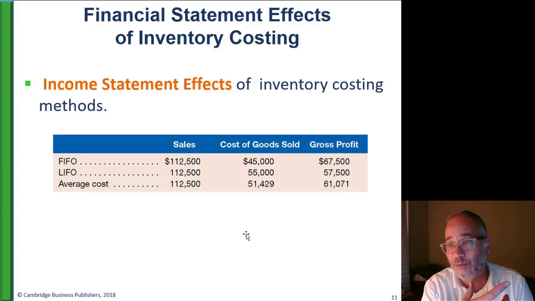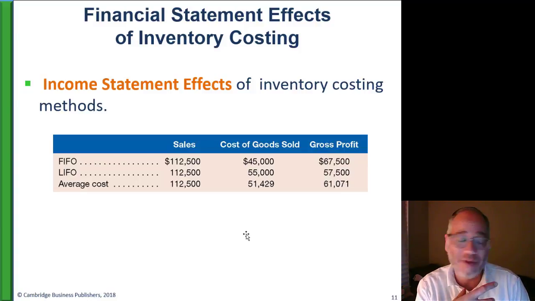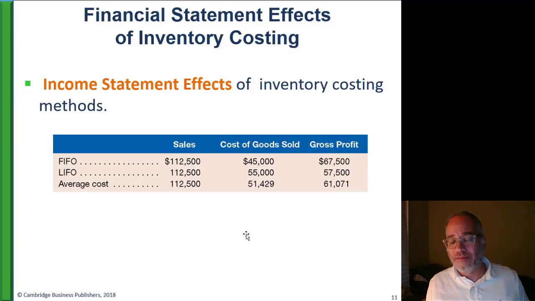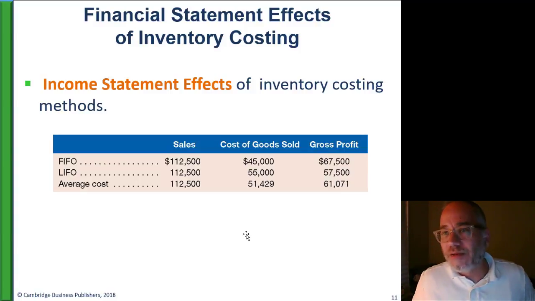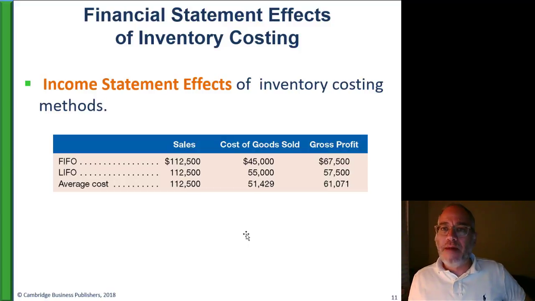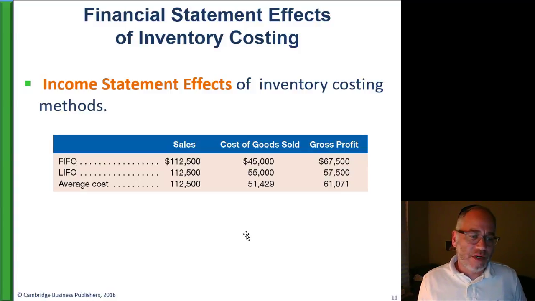But anyway, here you can see there are big differences between LIFO, FIFO, and average cost, and therefore, as financial analysts, we would be interested in this because we may be looking at a company and its competitors, and one company uses FIFO, and the other company uses LIFO. So the competitors' financial statements might not really be comparable because they're using different inventory methods.